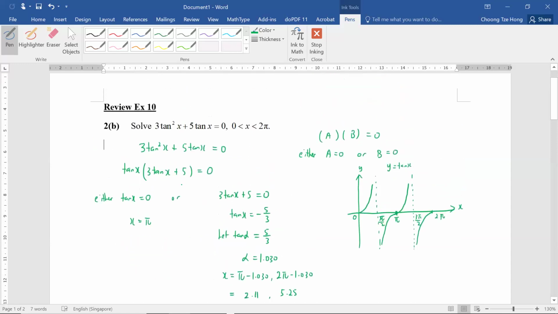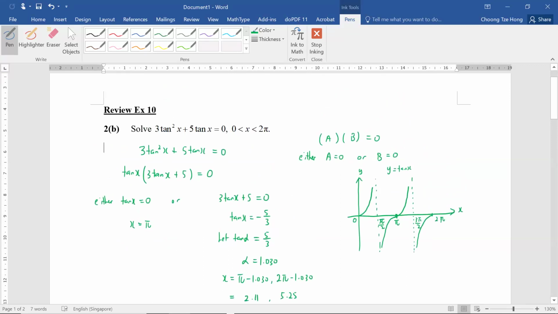So remember, always try to turn it into this form, a times b equals 0, so that we can write either a equals 0 or b equals 0. And then we solve both sides.